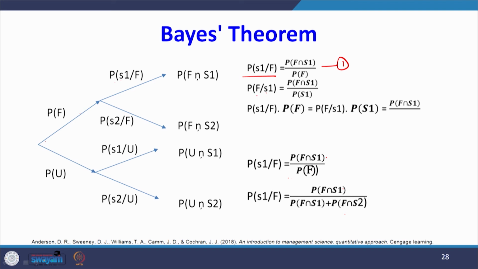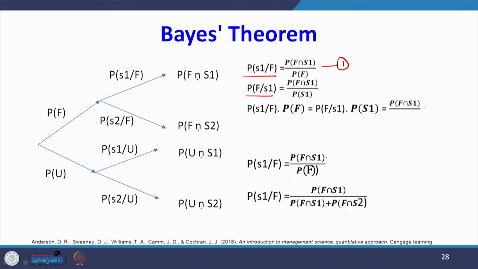P of F given S1, this information is available with us from the report of the market research study. What is the meaning of this one? If the actual demand is strong demand, what is the probability that the company will provide a favorable report? So, as usual, P of F given S1 divided by P of S1. So, when I cross multiply, what will happen? P of S1 given F multiplied by P of F is equal to P of F given S1 multiplied by P of S1, that is equal to P of F intersection S1.